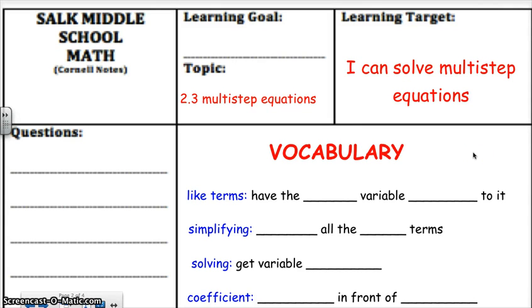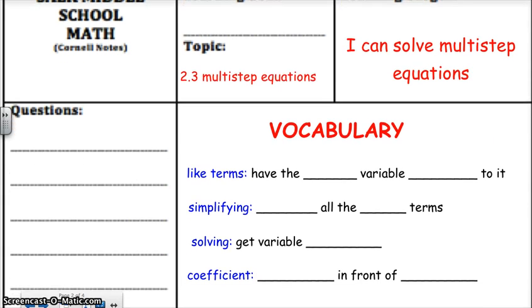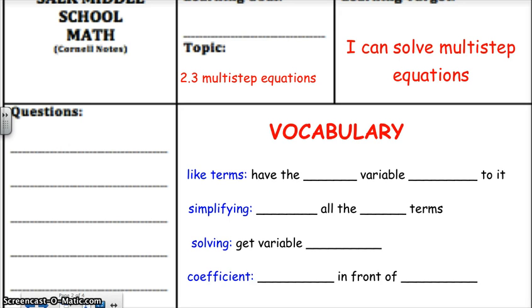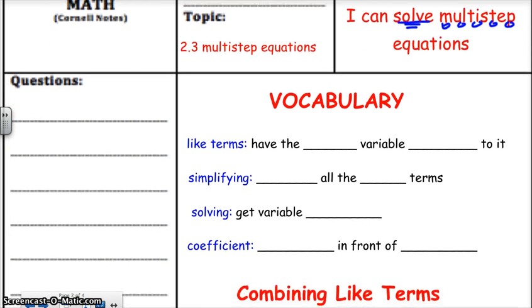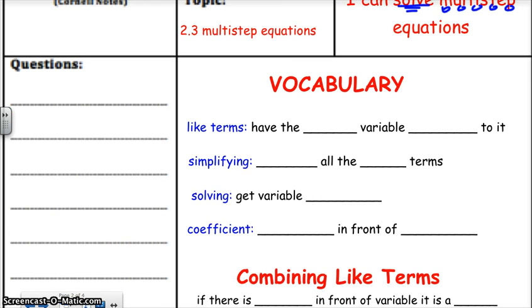We are moving today to lesson 2.3. Your learning target: you can solve multi-step equations. Multi-step means that you do more than one thing, more than two things even. Vocab you need to know associated with this lesson are like terms. Like terms, to define them, have the same variable connected to them. So like terms have the same variable sticking to them.